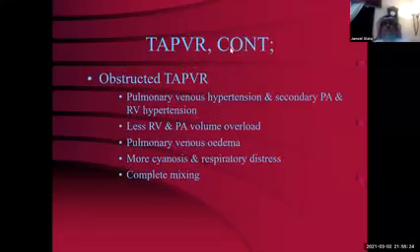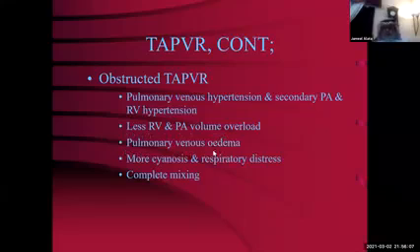Right, total anomalous pulmonary venous return, obstructed type, as I alluded before, pulmonary venous hypertension gives secondary pulmonary artery and RV hypertension. When it's obstructed, the pulmonary veins are hypertensive. There is pulmonary venous or interstitial edema leading to reflex pulmonary artery vasoconstriction, leading to high pressure in the main PAs and the RV. Less RV and pulmonary artery volume overload. This is obvious because the blood is being congested in the lung, it's not being received. There is significant pulmonary edema in this pathophysiology.